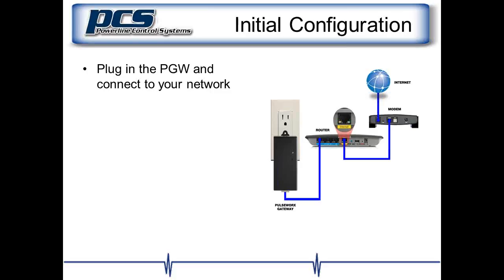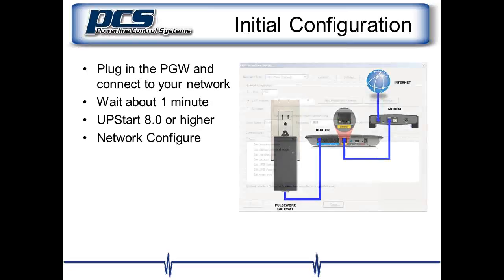So the initial configuration, it's pretty simple. Plug the PulseWorx gateway in, connect it to your router. Obviously, the router is going to be connected to your hub or your modem to go out in the world. And from there, it takes about a minute for the unit to wake up, to kind of get set up. To actually access the gateway, you do have to have the latest Upstart, 8.0 or higher. And again, that is available on our website as well. All free. We do have to have an account to get it.